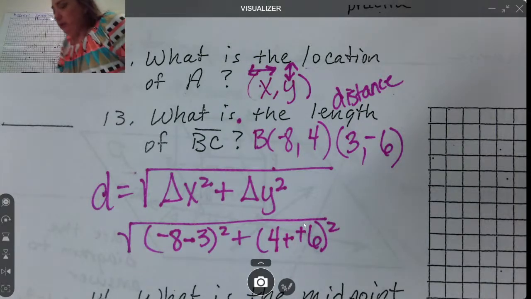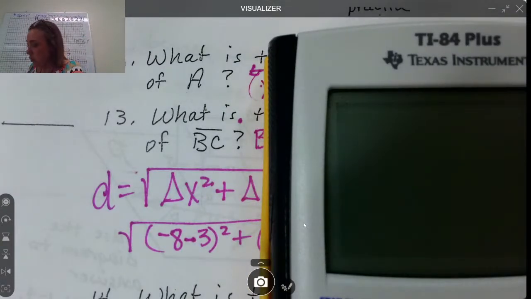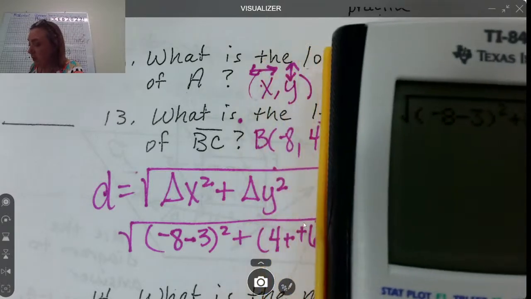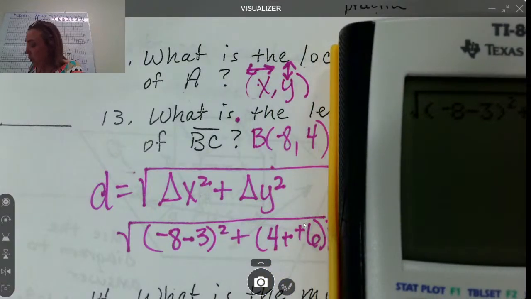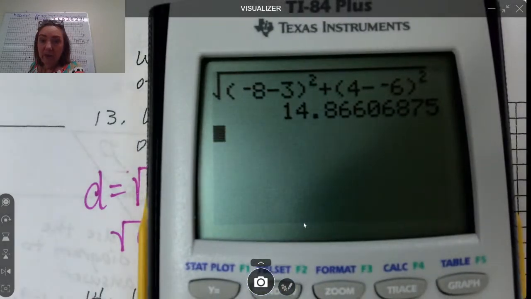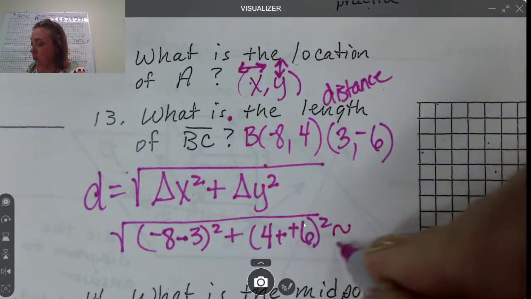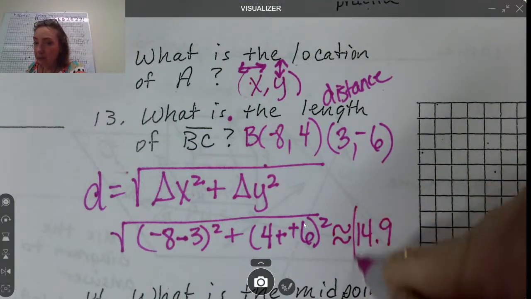I didn't have a calculator. I had to run and grab one. So if we plug this in, if we do the square root, parenthesis, negative 8 minus 3, close parenthesis squared, plus, parenthesis, 4 minus negative 6 squared, we're going to get approximately 14.9. So this answer is approximately 14.9.